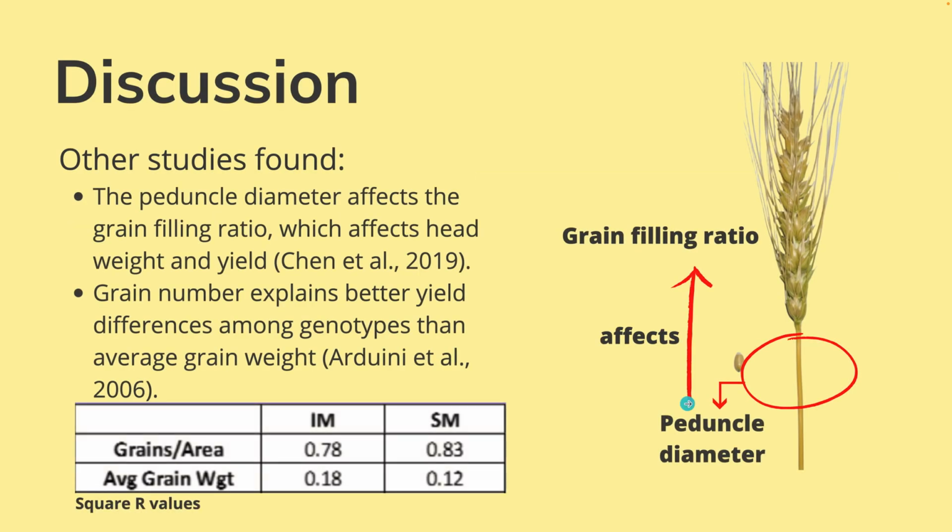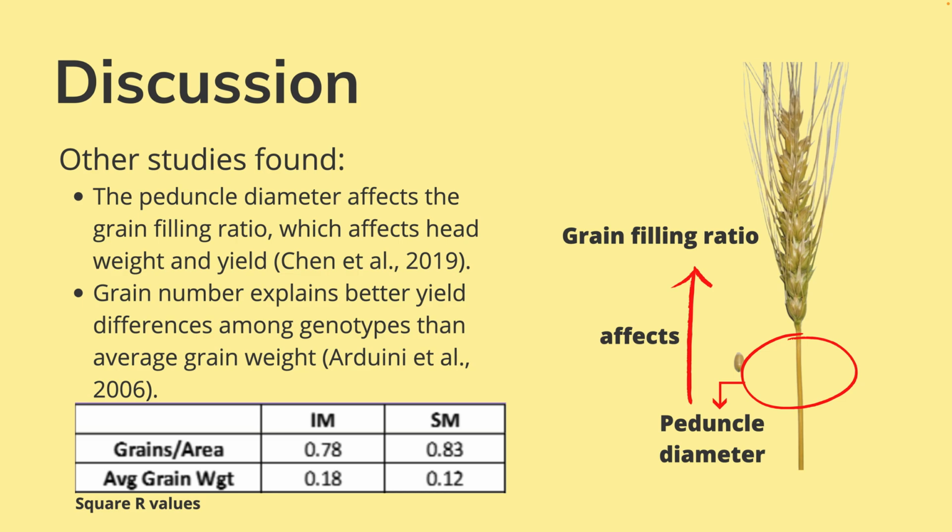Then going to discussions. Other studies found that the panicle diameter affects the grain filling ratio, which affects head weight and yield. So here you see another reason why head weight is so connected to yield, right? When you have a thicker panicle, more nutrients are allocated to the heads, which will have a better grain filling ratio, and then the heads will be heavier. That's a really interesting finding.